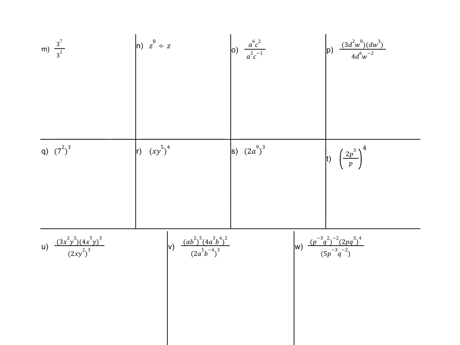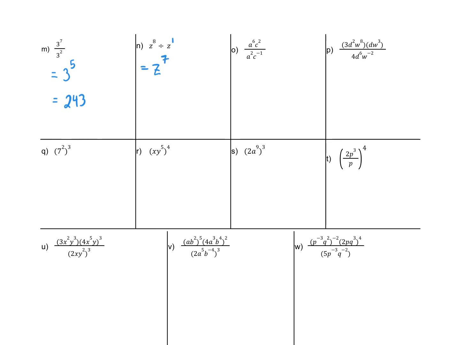Now we have 3 to the power of 7 divided by 3 to the power of 2. Because it's division, we can subtract our exponents. 7 minus 2 is 5. And now we can evaluate 3 to the power of 5. It is 243. Next, we have z to the power of 8 divided by z, or z to the power of 1. Division means subtracting the exponent if you have a common base. So 8 minus 1 is 7.